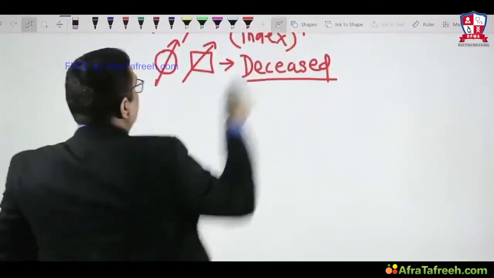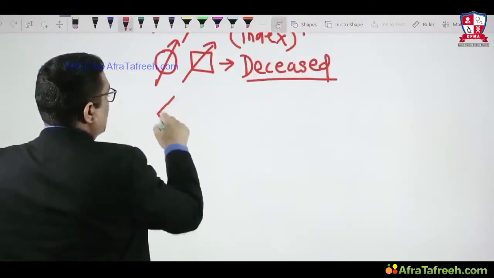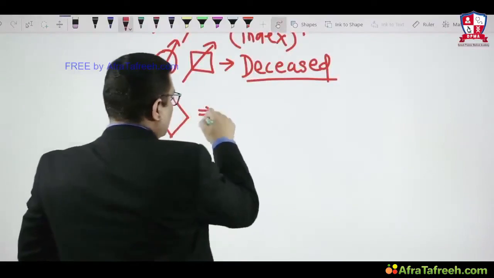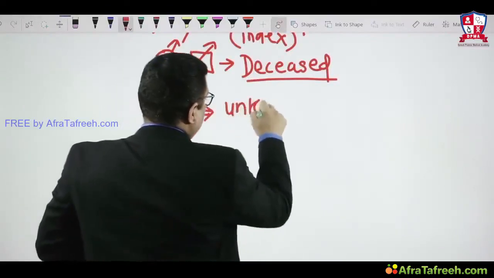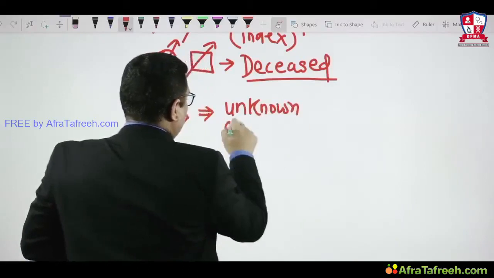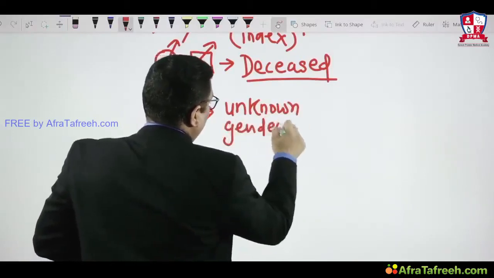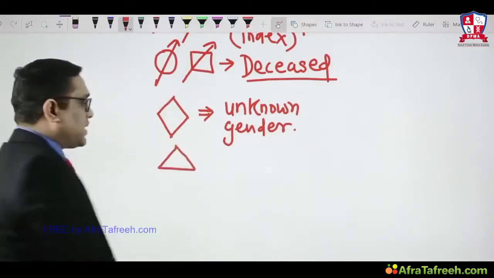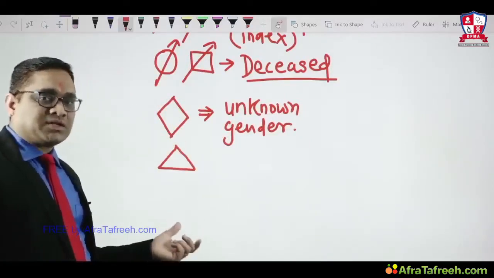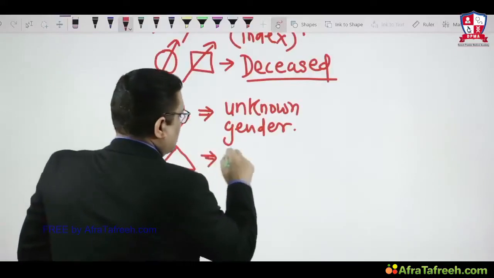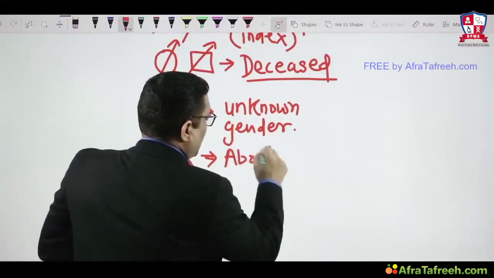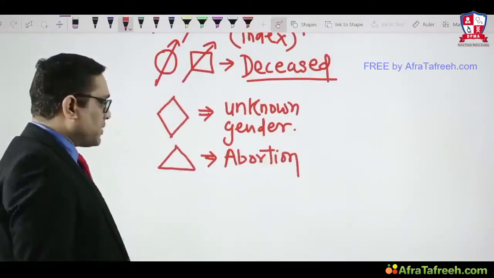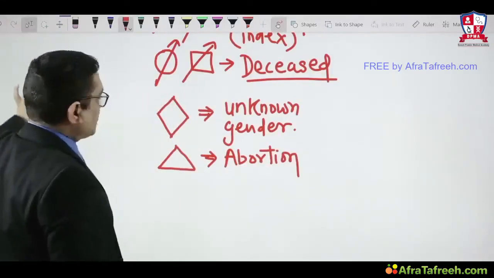If there is a symbol that looks like this, it is neither male nor female, so it means unknown gender or hermaphrodite. This symbol is for unknown gender or hermaphrodite. When you see a symbol like this, where a triangle is made, it is the symbol of miscarriage or abortion. So abortion is shown by a triangle, right?